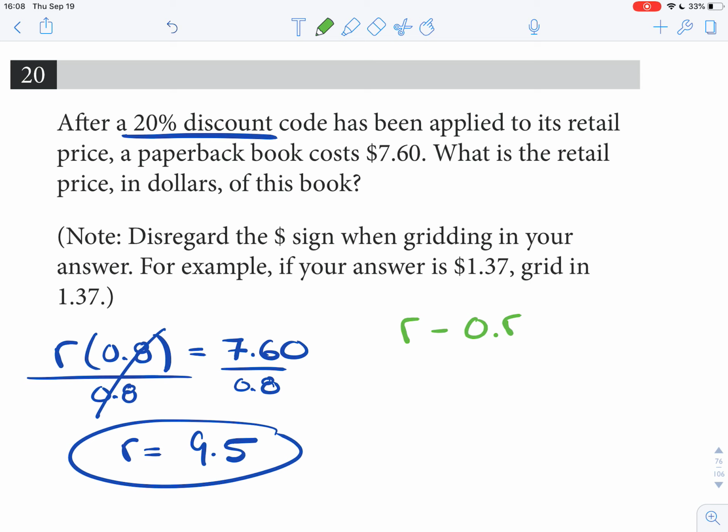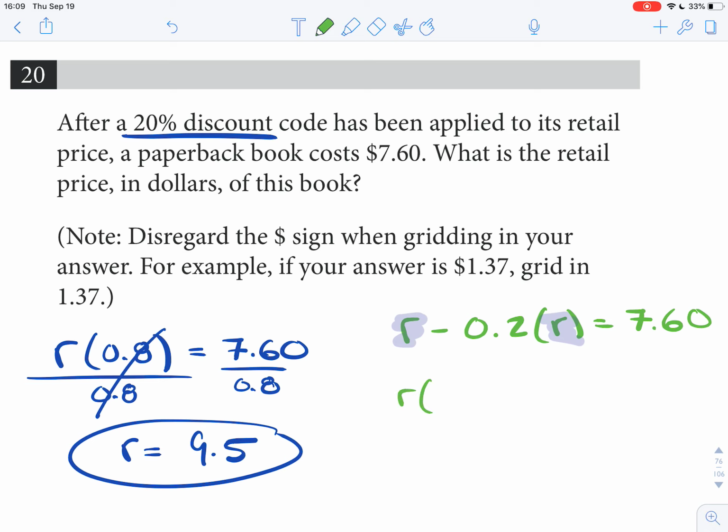Whoops, wrote that backwards. So I see a lot of people say this, which again is right. There's nothing wrong with this. So it's retail price minus 20% of the retail price equals $7.60, but then sometimes they get stumped at that point, right? And all you have to do at this point is look at this left side and recognize that R is the greatest common factor.